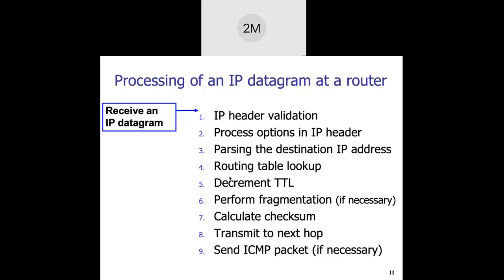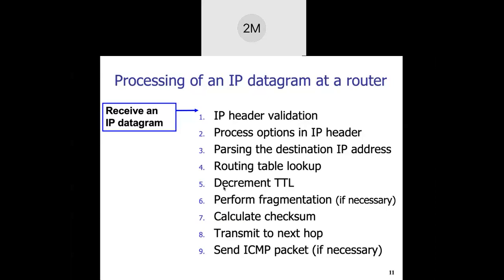Then, passing the destination address, it will check in the lookup table. After that, it will decrement the TTL. That is a very important part. If at all the TTL count becomes 0, discard the packet. If not, it will perform the fragmentation. That also we have studied in detail.